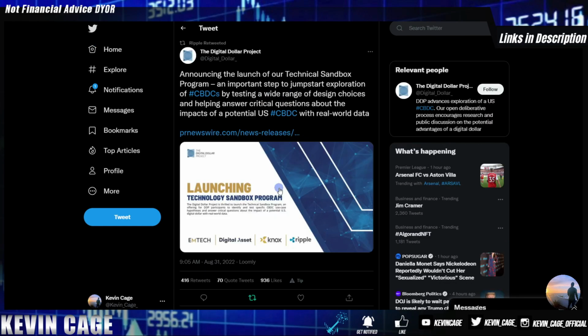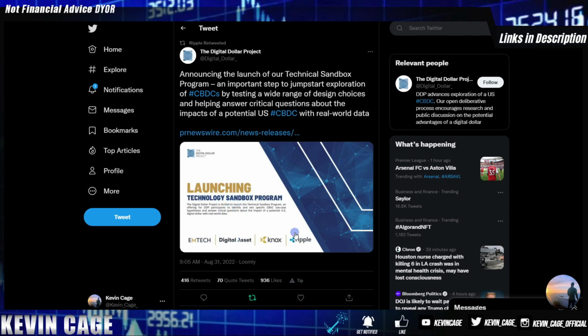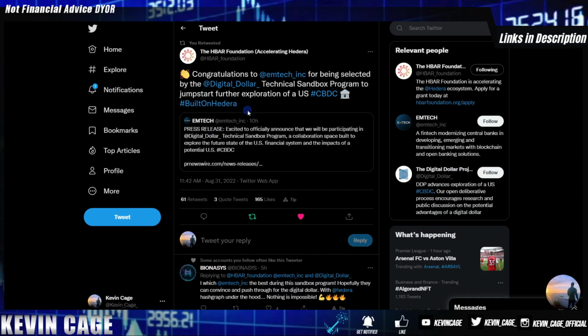Next up, the Digital Dollar Project. We know that Ripple, Avalanche, Electroneum, a few assets are related to the Digital Dollar Project, including Quant, of course. We can see MTech, Digital Asset, and Nox. So this is launching a Technology Sandbox program for central bank digital currency use cases. So Ripple, of course, is involved, but also MTech right here. And MTech is actually built on Hedera.